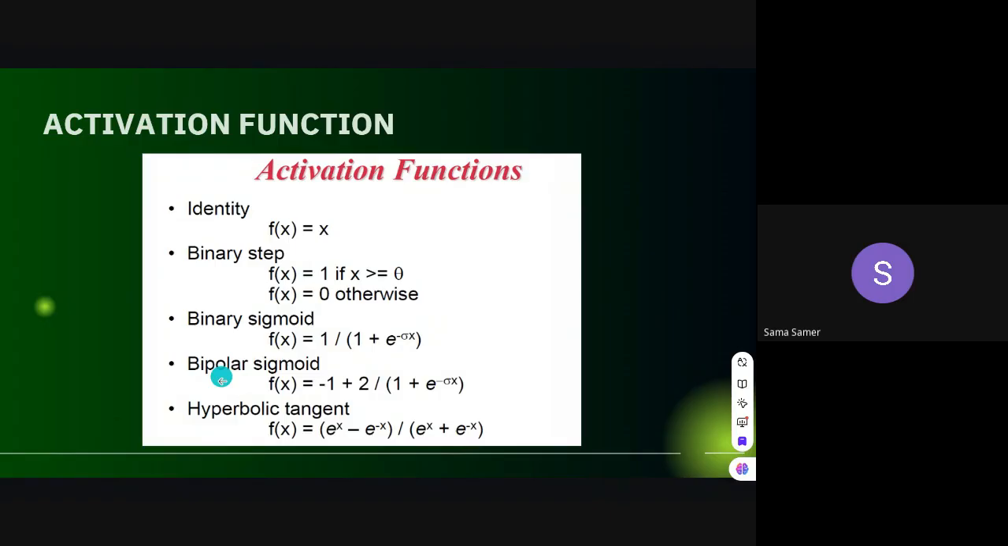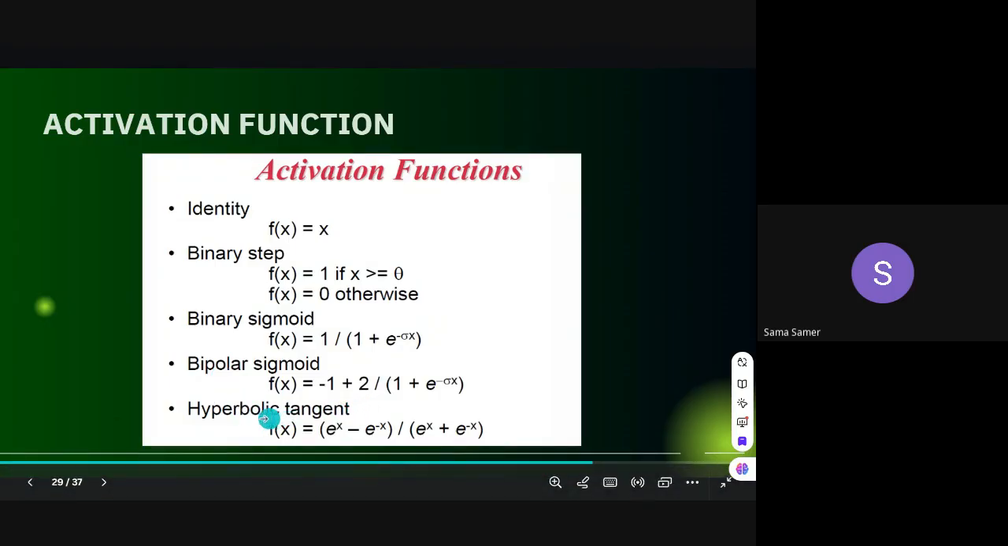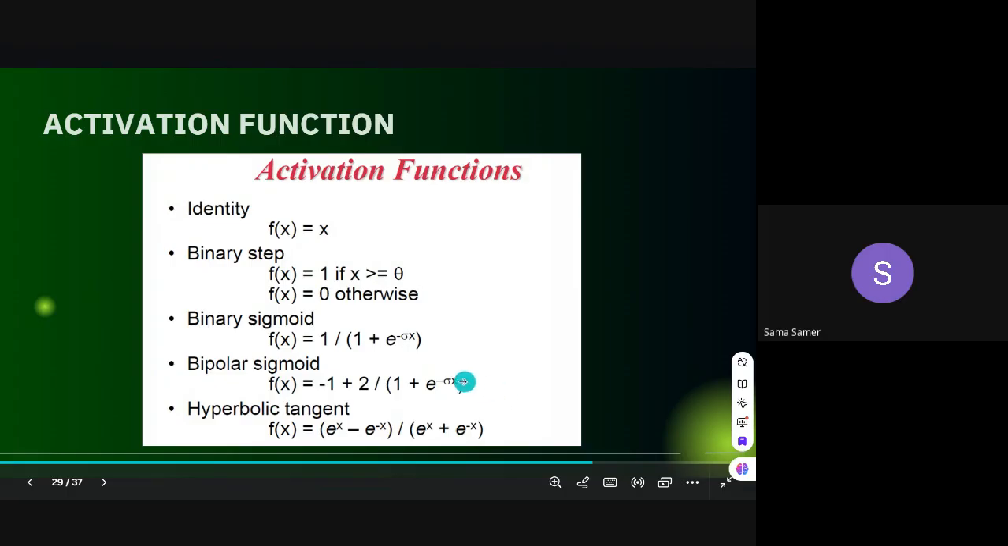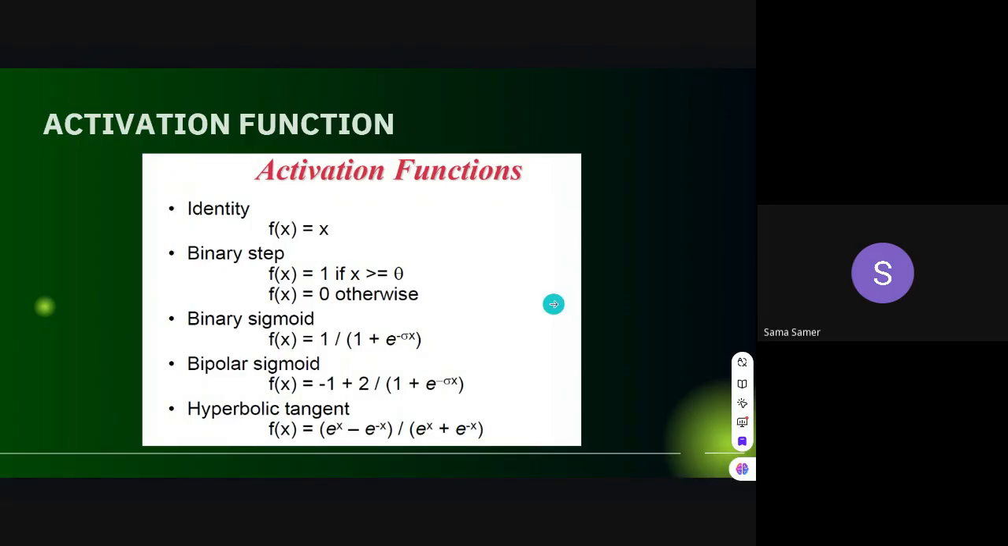We have a bipolar function, then we have the hyperbolic tangent, and each one of them has a different usage and different values. The binary sigmoid function is between 0 and 1. Then we have the bipolar sigmoid function, which is between -1 and 1. And then we have the hyperbolic tangent, which is between -1 and 1. And we have the ReLU function, which is between 0 and x, and so on. So the activation function is determined according to our problem.